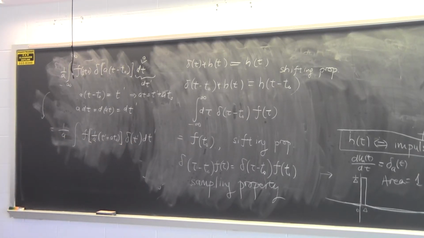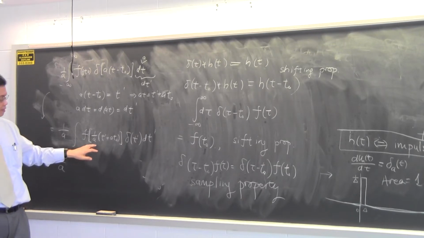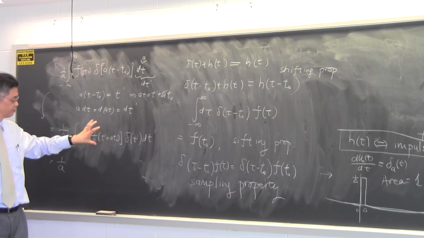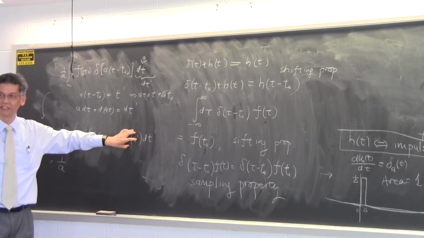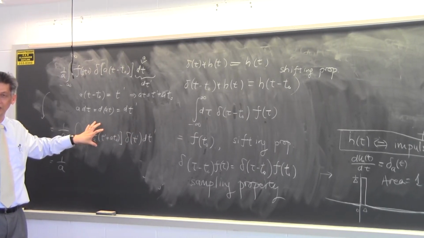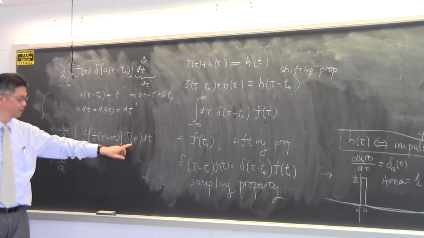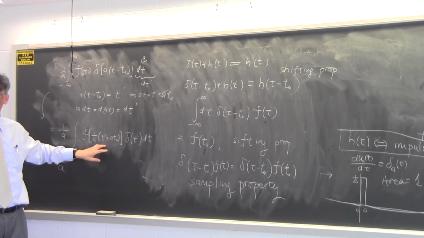It's not f of t naught. It's f of something else. So by the definition of this shifting property of the delta function, when you have a function multiplied by a delta function, you just pick out the value of this function at t prime equal to 0. What is the value of this function at t prime equal to 0?